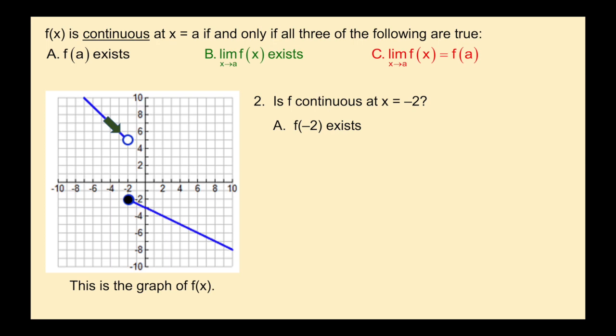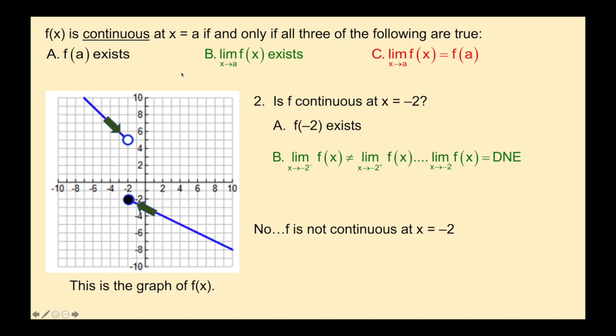For part B, I'm looking at the limit, and here, if I look at my two sides, they are not going to the same value. So since that part is not consistent, I'm going to say that the limit does not exist at -2. As soon as one of these conditions is not met, we can say that it's not continuous. So it's not continuous at -2.